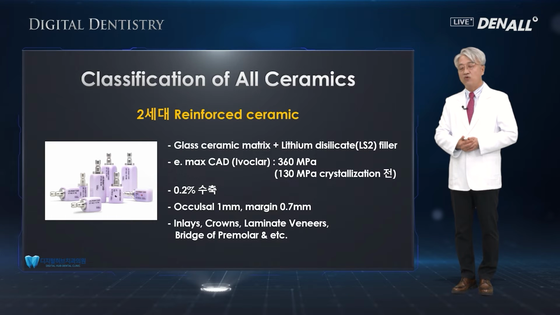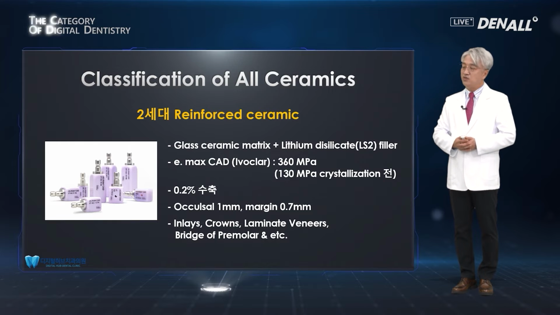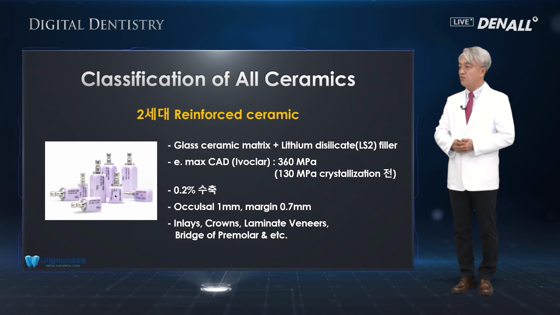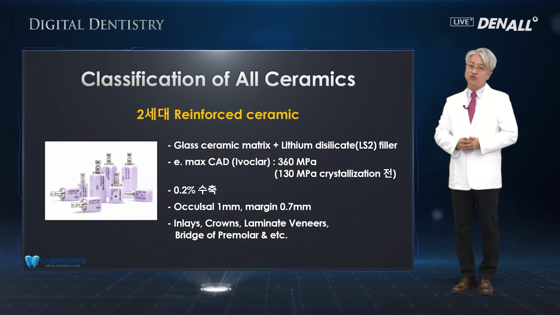And it has a flexural strength of about 130. So in terms of fabrication, it's very flexible because it's not that strong. And after recrystallization, the strength increases a lot, to 306 to 360. So strength has been reinforced. So for laminates and for crowns, it's a very popular material. Of course, there is a contraction of 0.2%, but that is not a big number, so you don't have to worry a lot about contraction.